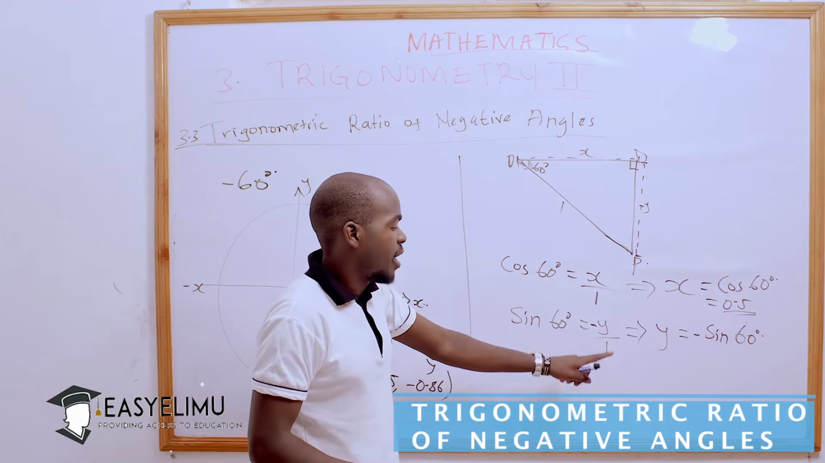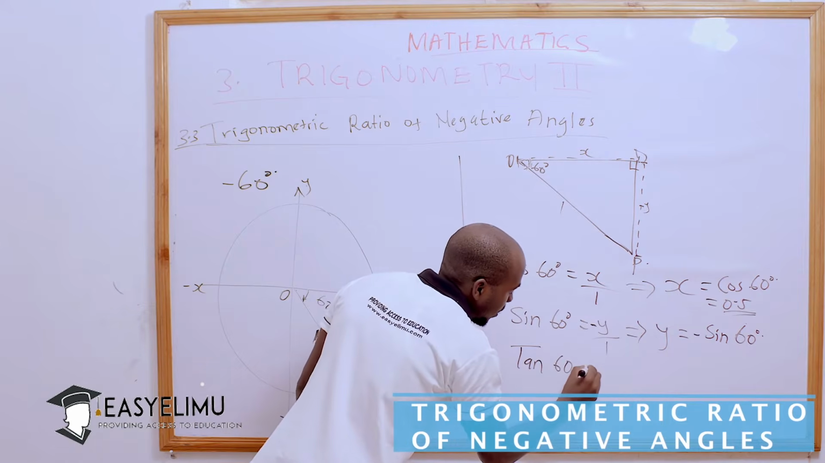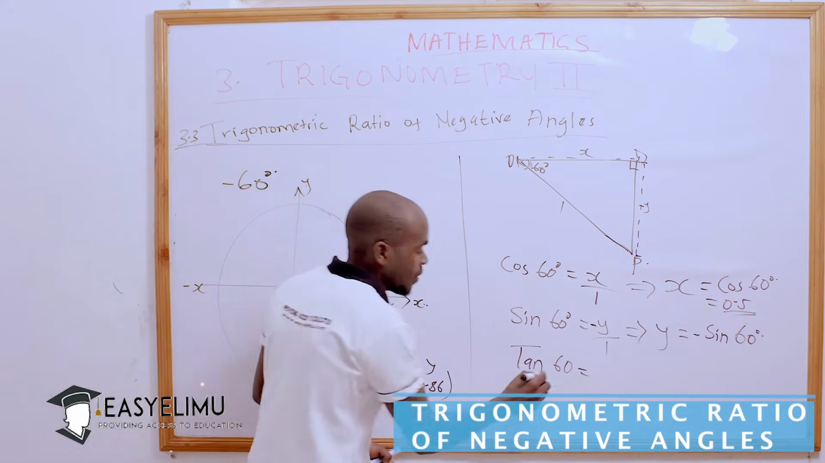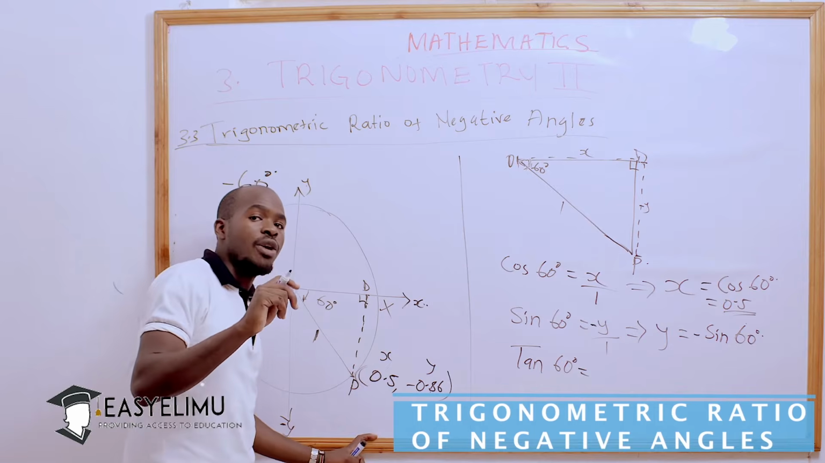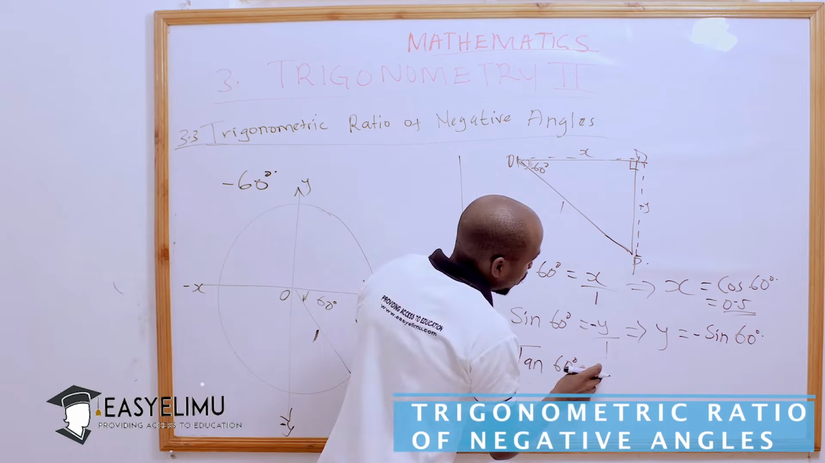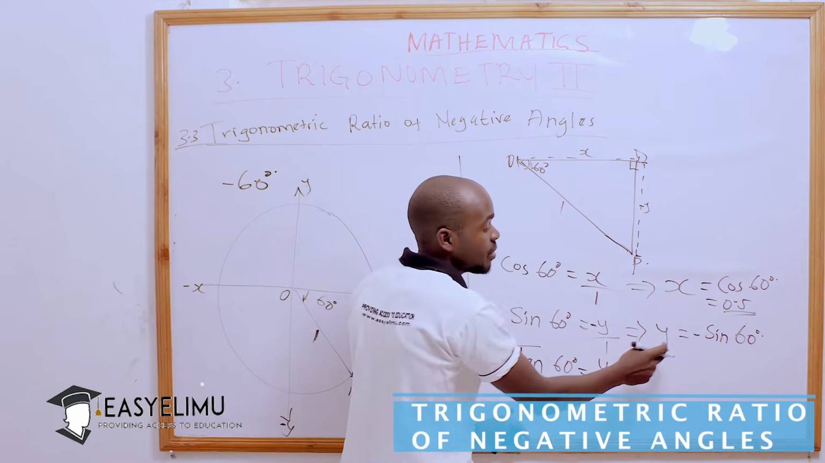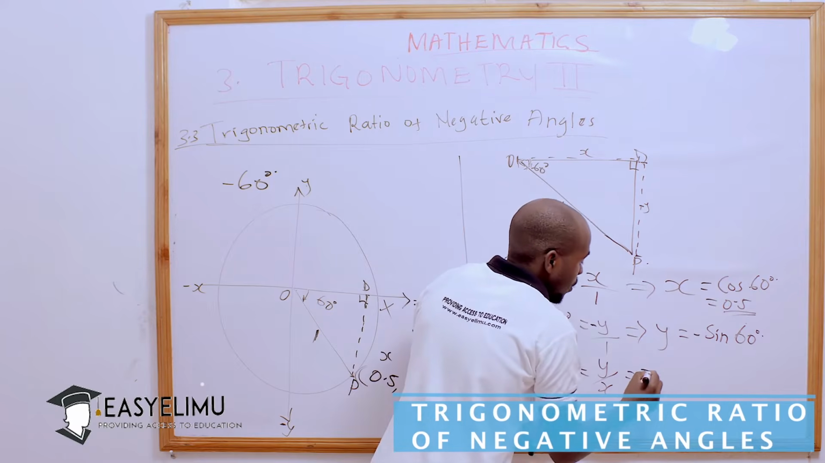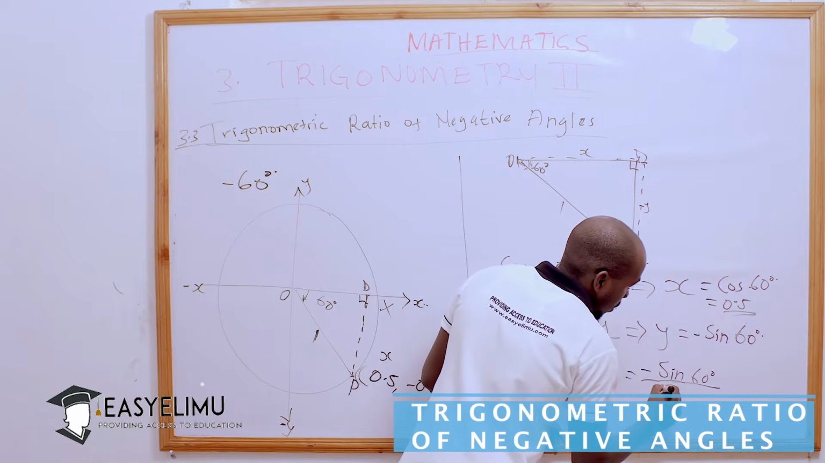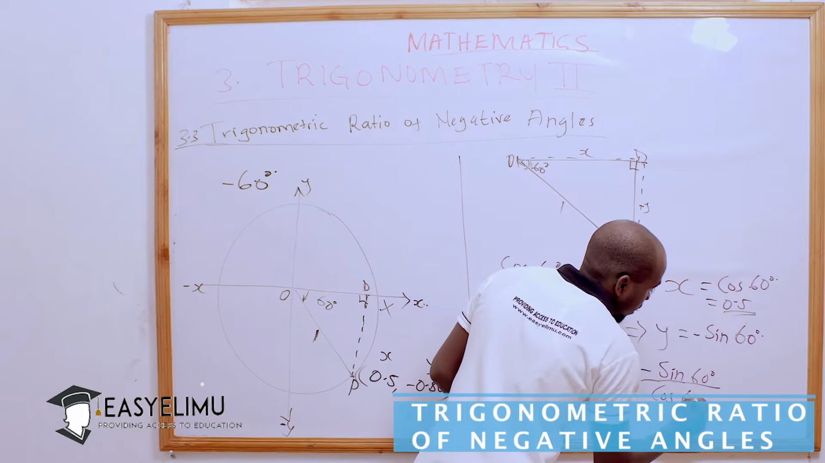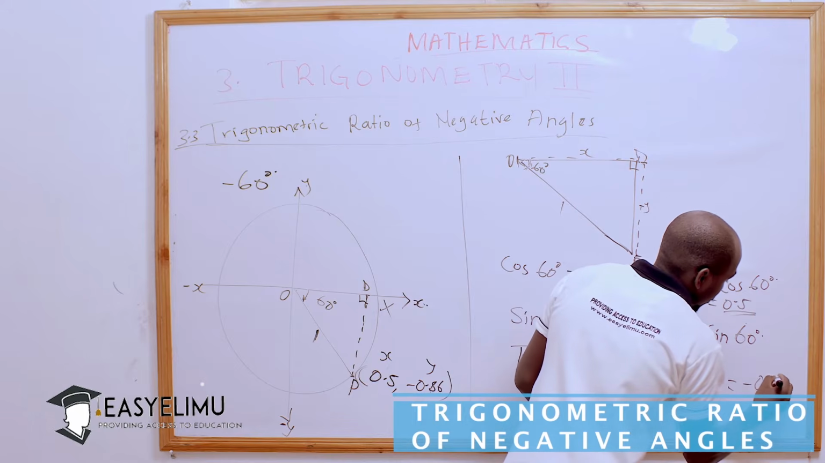Because we divide both sides by -1, we find that one. So if we need the tangent of that angle, tan 60 degrees, we say the tangent of an angle is y over x. In this case, y is represented by negative sine 60 degrees over cos 60 degrees.